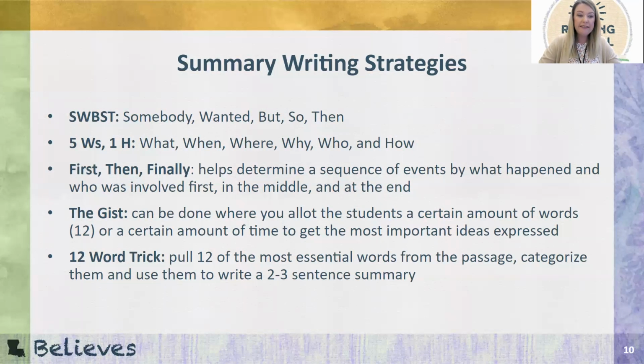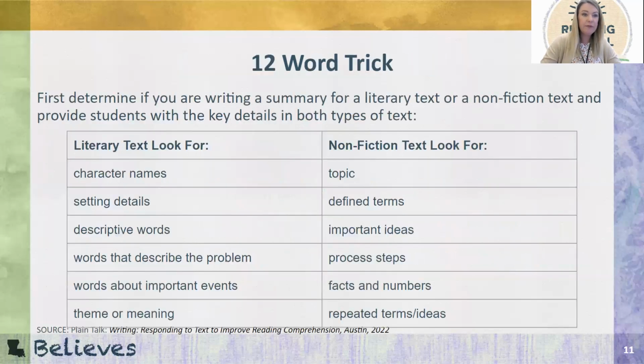The one that I'm modeling today for you is the 12-word trick. You're going to pull 12 of the most essential words from the passage. You're going to categorize them, and you're going to use those words to write a 2 to 3 sentence summary. So let's see what that looks like.